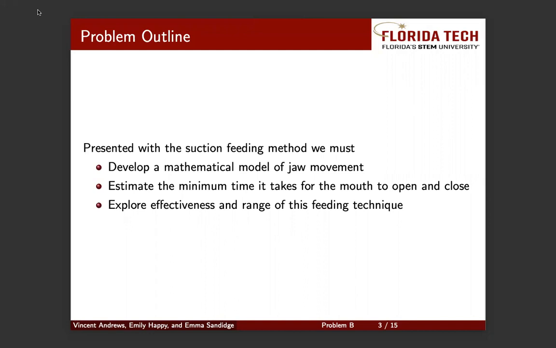So the problem itself, we were presented with the suction feeding method. So we developed a mathematical model of jaw movement. We estimated the minimum time it takes for the mouth to open and close, and we explored how effective and what the range of this feeding technique is.